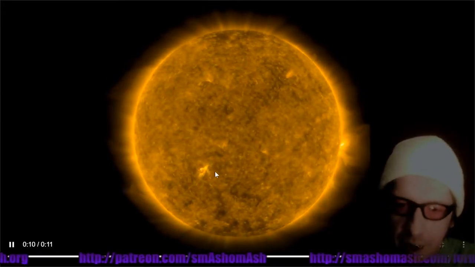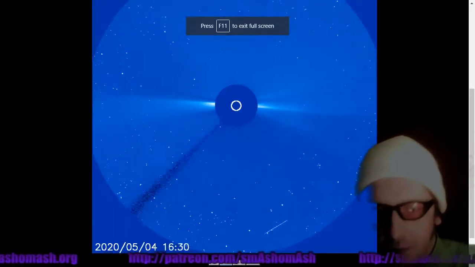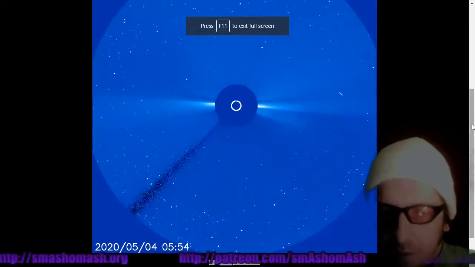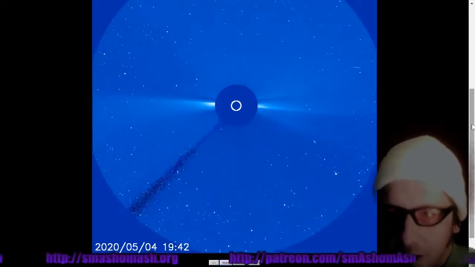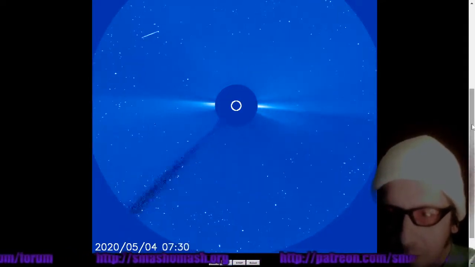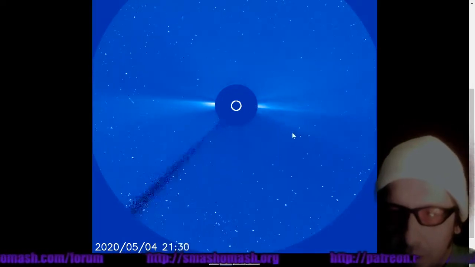Here's the 48-hour view from SDO in 171 angstroms. And we'll be looking at that active region down there momentarily. First, you see that coronal mass ejection there. It's going off to the west, so off in this direction here, you can see that.